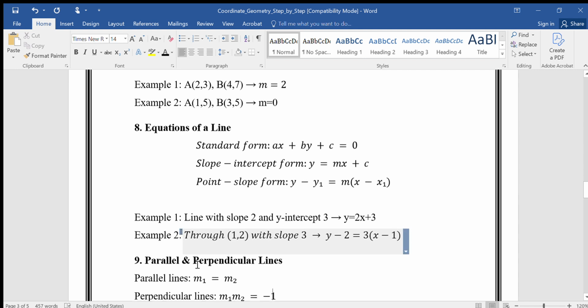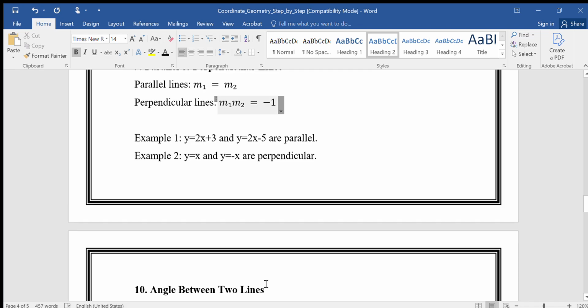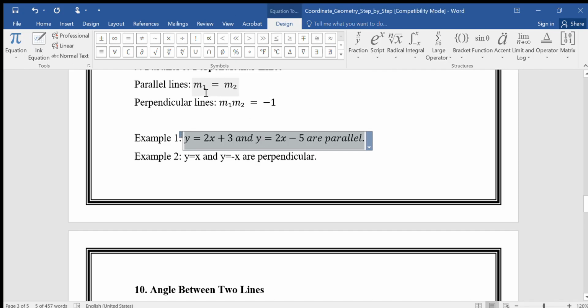Parallel and perpendicular lines. In case of parallel lines, slopes m1 equal m2, and in case of perpendicular lines, the product of slopes m1 into m2 equal to minus 1. y is equal to 2x plus 3 and y is equal to 2x minus 5 are parallel, since m1 equals m2. Both line slopes are equal.